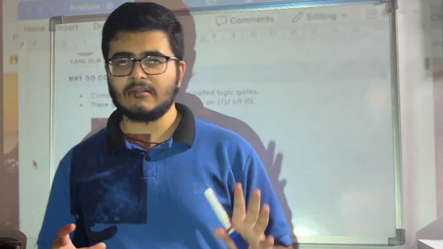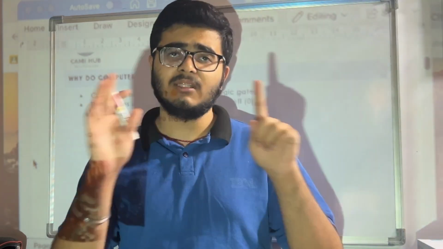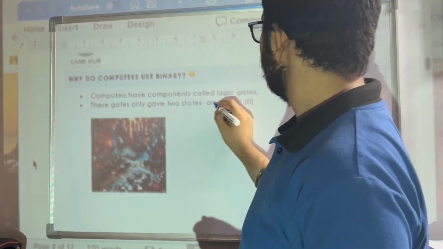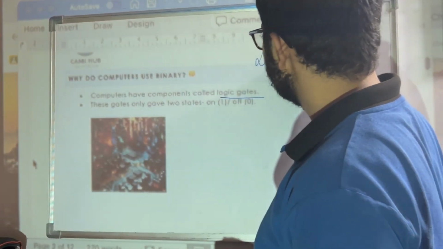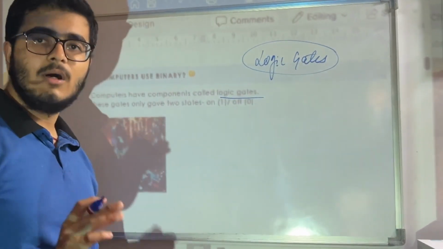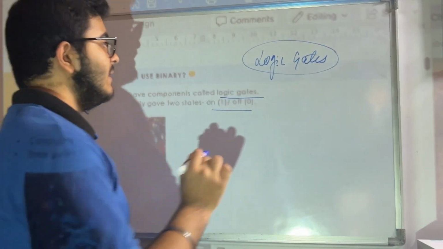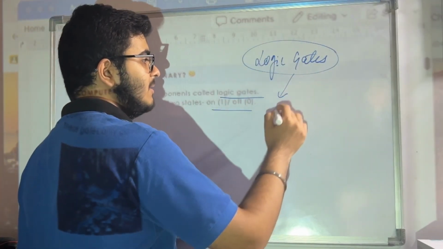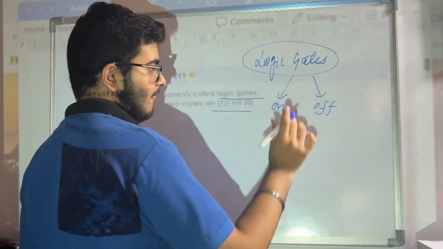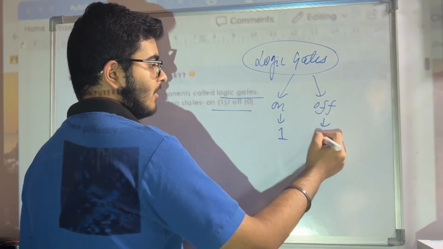So computers have a circuit system. As you all know, this image shows a circuit system. If it's not clear, the computer contains a motherboard, a circuit, and on that circuit we have components known as logic gates. So what are these logic gates? These are components which allow the computer system to work, and these logic gates only have two states, that is on or off. For on we represent 1, and 0 we use for off.